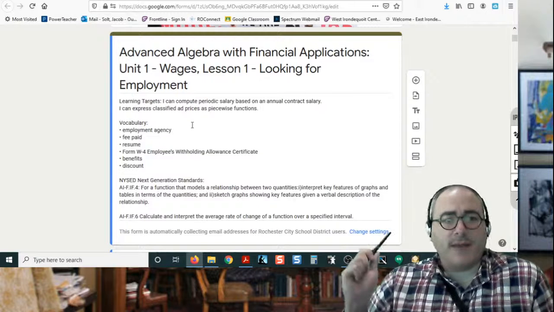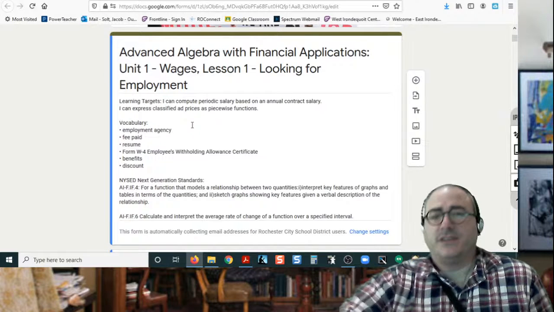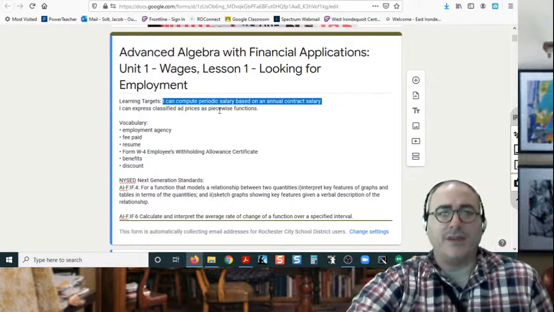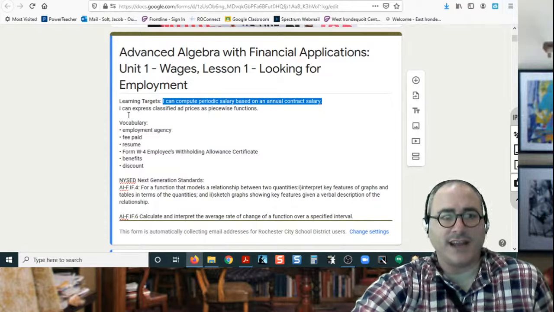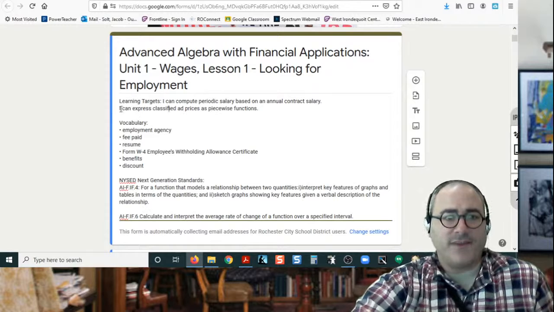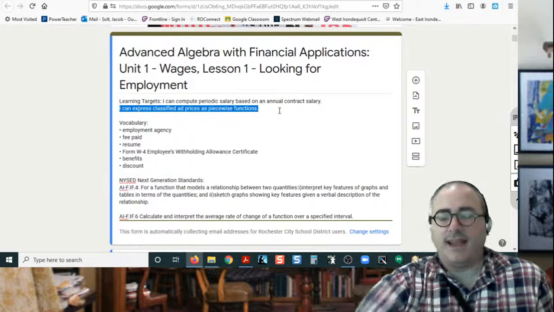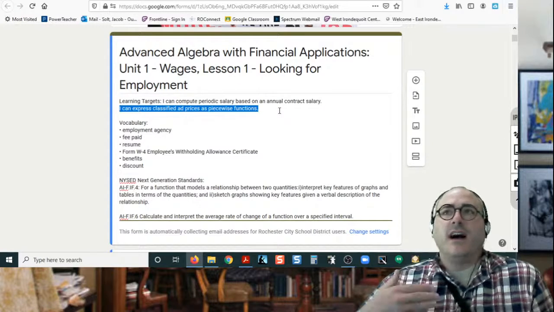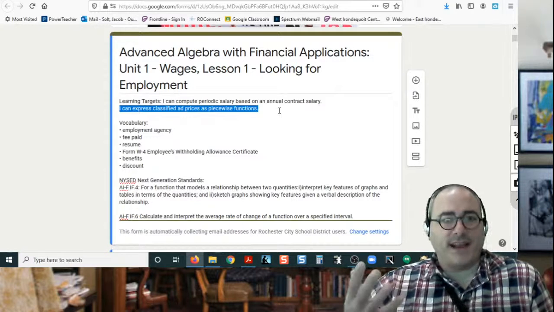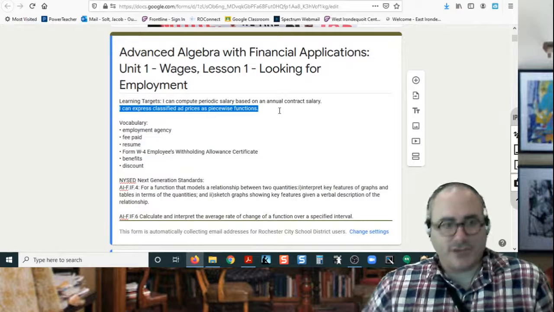So, learning target number one. I can compute periodic salary based on an annual contract. And then we have our second learning target. I can express classified ads as piecewise functions, right? Basically, you'll be able to express job wanted classified ads as a piecewise function.